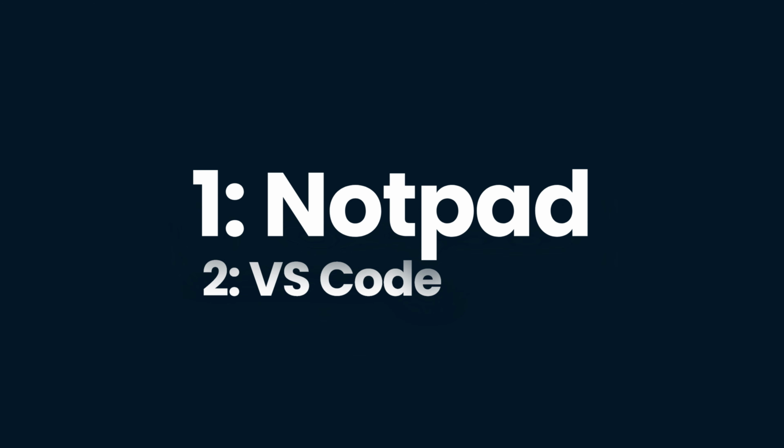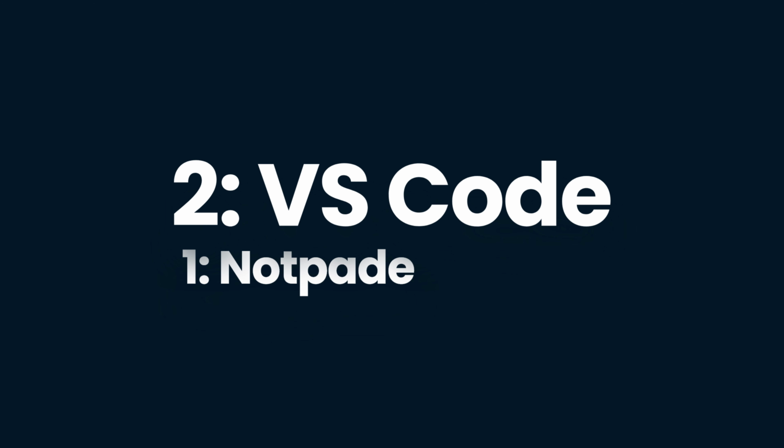Now next one is Visual Studio Code. If you have understood Notepad, then it is very easy to set up CSS in Visual Studio Code. So let's start. First, if you haven't installed Visual Studio Code, click on the link below and in the video you will learn how to set up Visual Studio Code for any language.